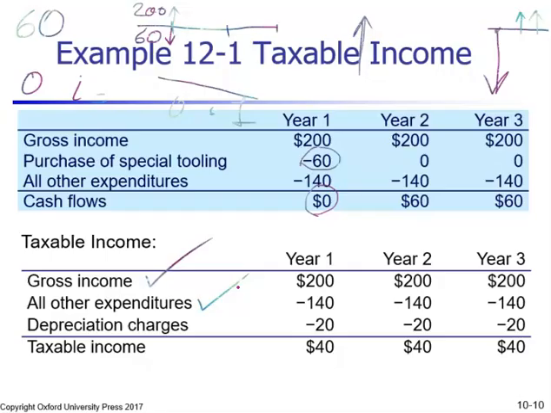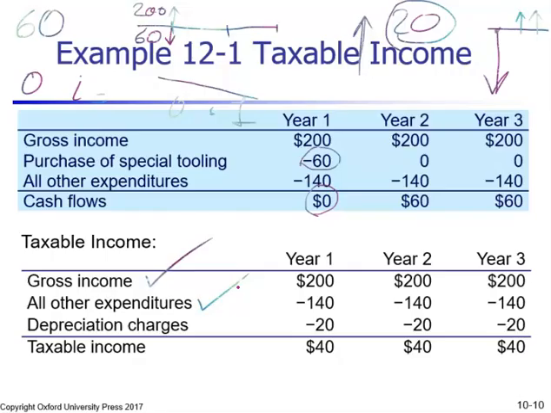So what is the depreciation per year? 20. So you can add it also as your costs. You can add it as your expenditures. So here we have depreciation charge for year 1, 20. We have for year 2, 20. And for year 3, again 20.